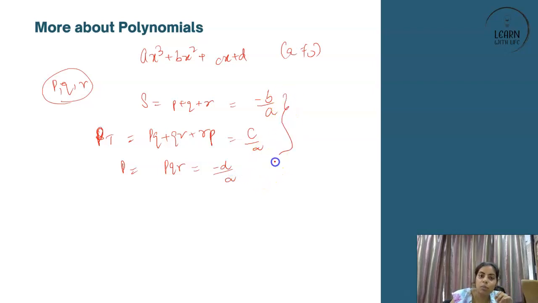These three formulas you must remember because they are usually asked as 1 mark questions. What is one easier way of remembering it? It is always upon a firstly in the denominator. So it goes 1, then 2, then 3. For the first formula it will be b by a, then c by a, and in the third it will be d by a, with alternate signs. So first it is minus, then plus, then minus.